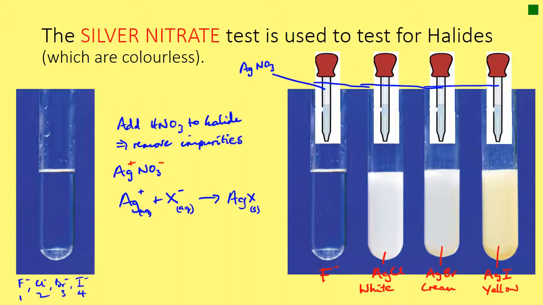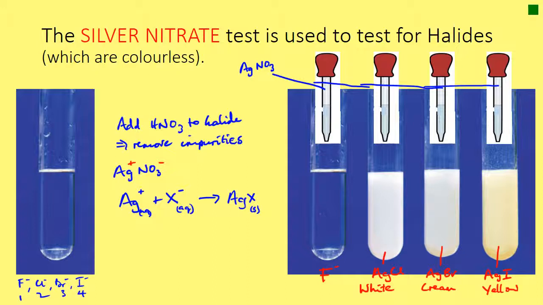Okay, so depending on which halide it is, you get different looking precipitates. What we've done is we've taken 4 samples, one of each of the halides, and now we've got 4 test tubes, and after we've acidified them, we've added a few drops of silver nitrate, and we've done that for each case. Give it a shake, and this is what you get.